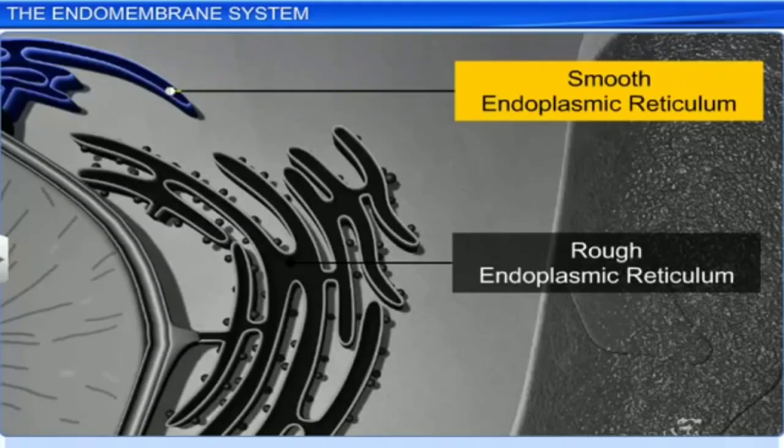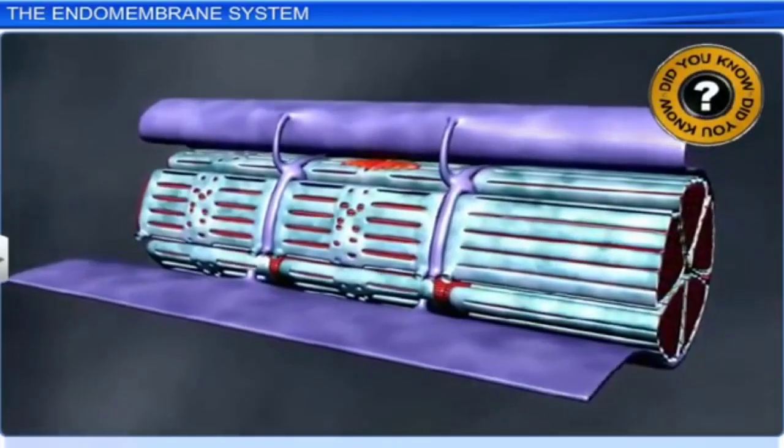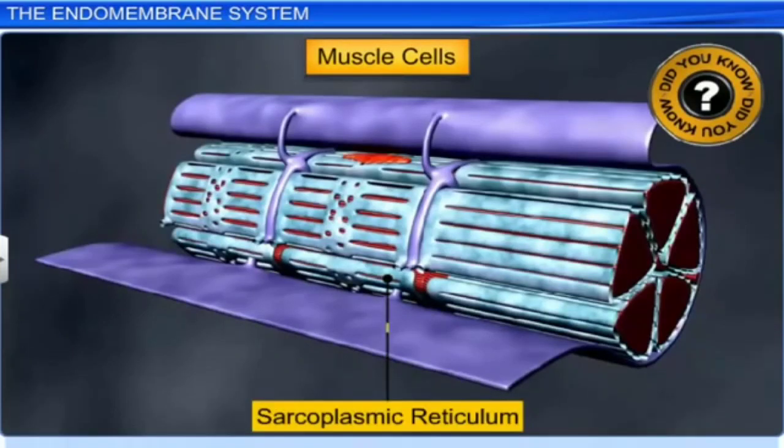It synthesizes lipids and lipid-like steroidal hormones such as estrogens in the case of animal cells. Did you know that the smooth endoplasmic reticulum present in muscle cells is called the sarcoplasmic reticulum, and that it stores and pumps calcium ions?